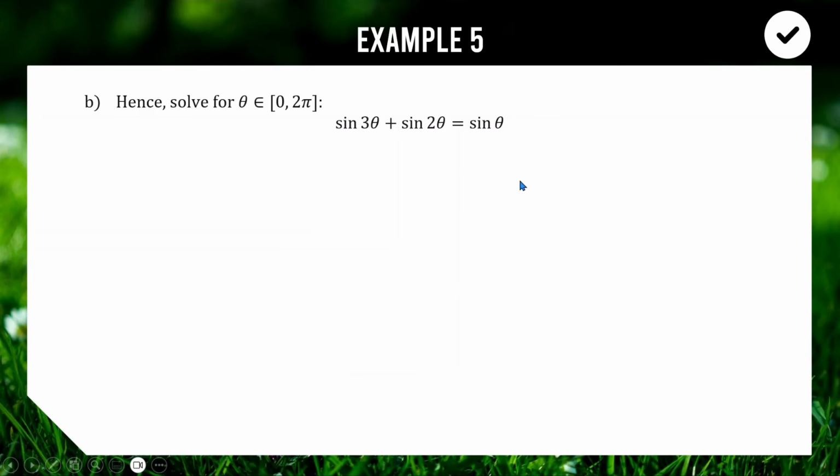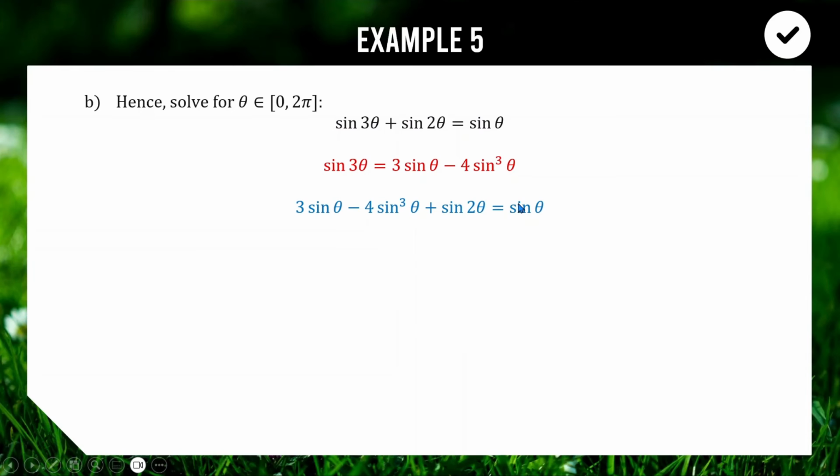Sine 3 theta plus sine 2 theta is equal to sine theta. And the result we achieved in part A is that sine 3 theta is equal to this. So it's probably going to be a really good idea to take the sine 3 theta in part B and replace it with 3 sine theta minus 4 sine cubed. So let's do that. Now we have a 3 sine theta, a minus 4 sine cubed, and a sine 2 theta equals sine theta.